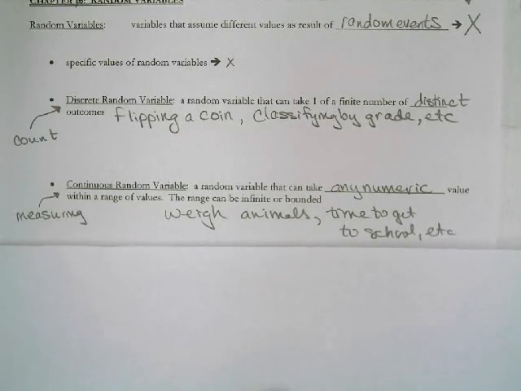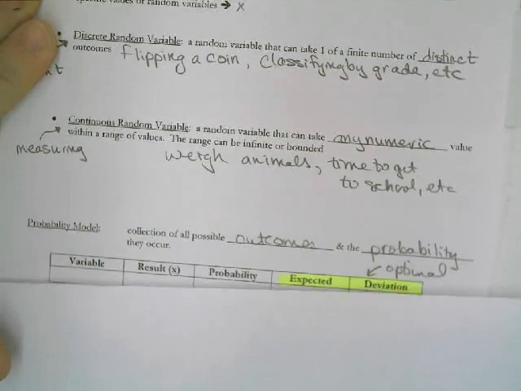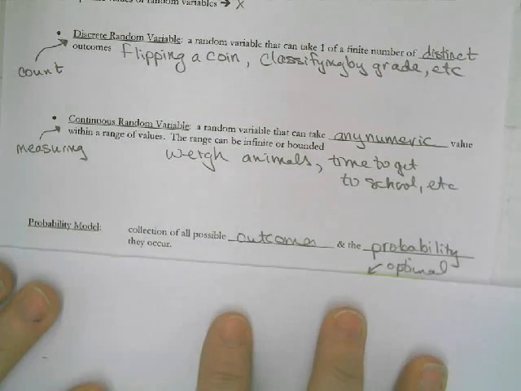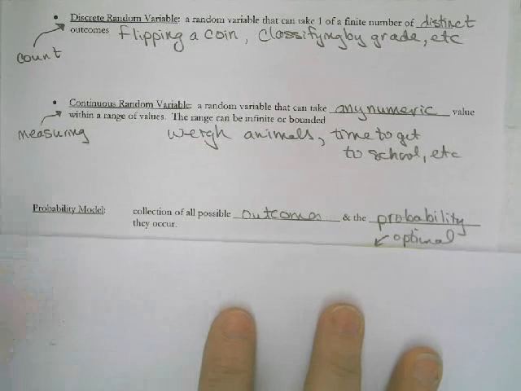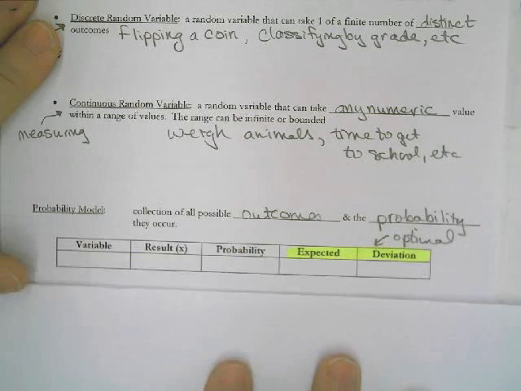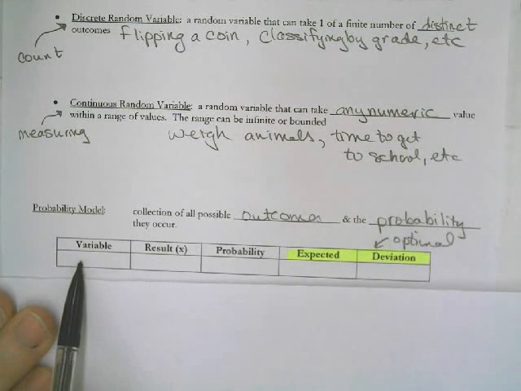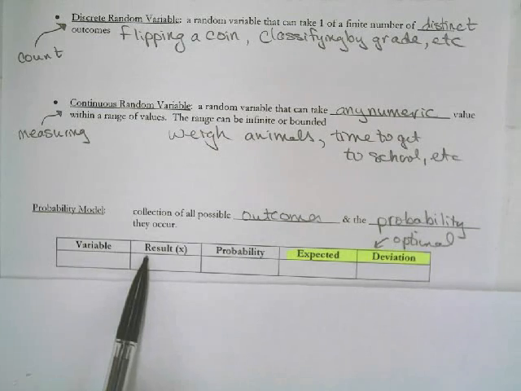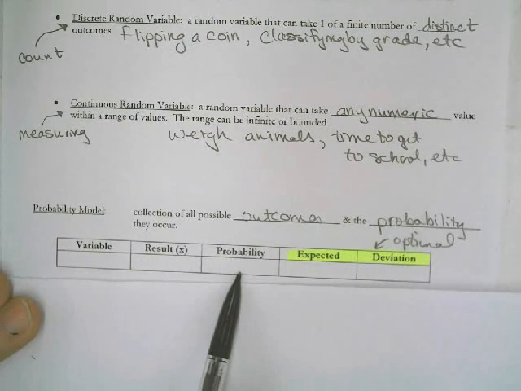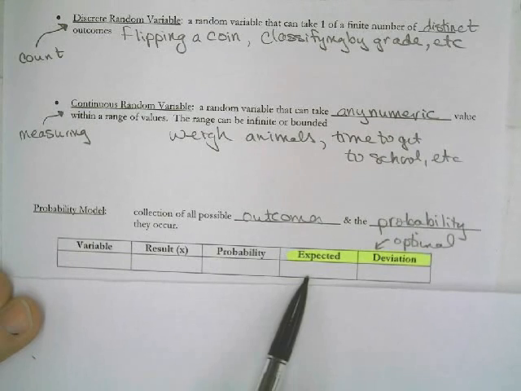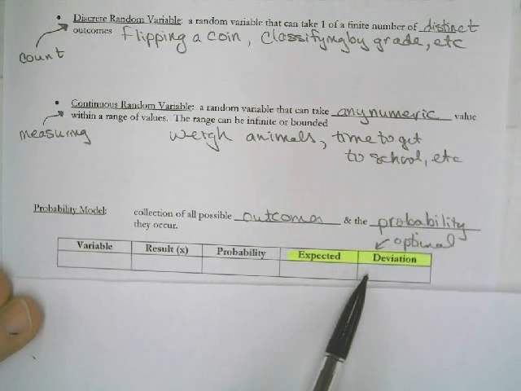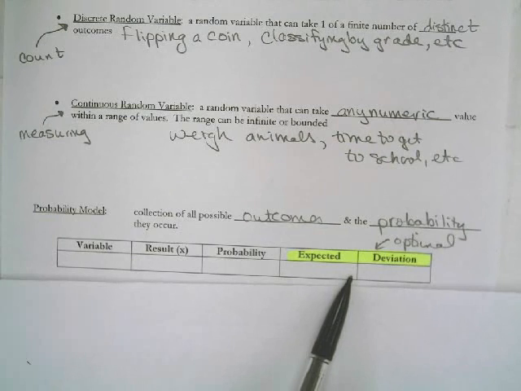Okay. So what we're going to do today is we're going to work with something called a probability model. And a probability model is really just a table that is a collection of all possible outcomes and the probability they occur in. So the main thing you're going to want to know is what the event is, what the result is you get, and the probability you get. Okay? You can also write the expected and the deviation, but these aren't really used. We'll use them in the beginning when we do some calculations by hand, but once we start using the calculator, this isn't needed because the calculator will do them for you.